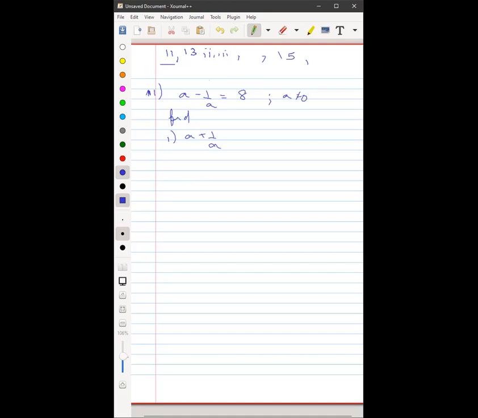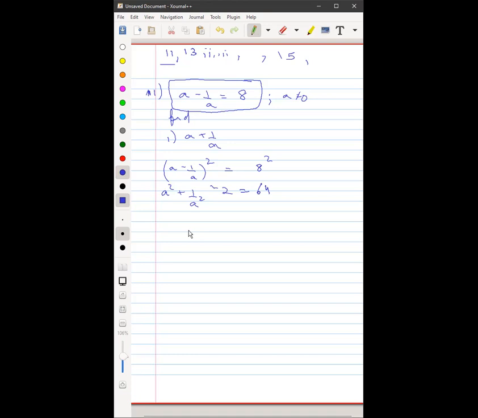Okay, so let's start with what we know. Like I said, we need to start with what we know. The only thing we can do here is find a minus 1 upon a, the whole thing squared, which is equal to nothing but 8 squared, because we know a minus 1 upon a is 8. So squaring both sides, what will we get? We'll get a squared plus 1 upon a squared plus minus 2 is equal to 64.